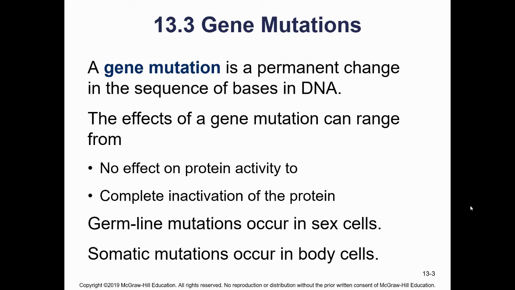So 13.3 is about genetic mutations, and a gene mutation is a permanent change in the sequence of bases in DNA. We can have other mistakes during transcription or translation that can result in illness or disease. But when we're talking about mutations, we are talking about a change in the DNA. So it is passed on during every round of mitosis to the subsequent cells, that same change. Or if it's in a germ cell, it is passed on in the production of the gametes. So mutation is a permanent change in the base of DNA.